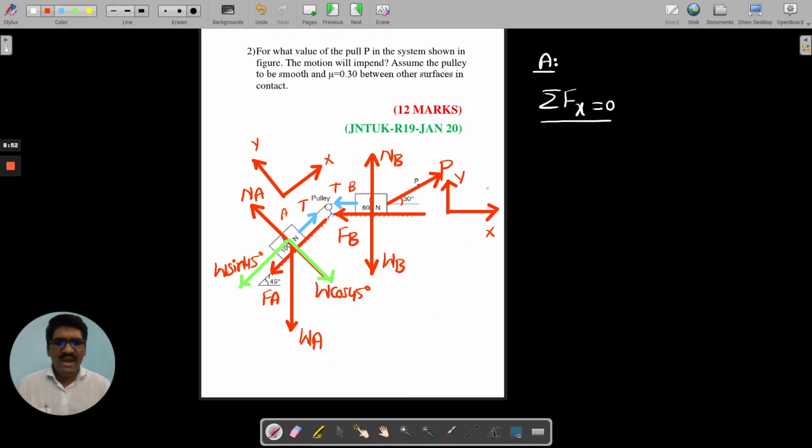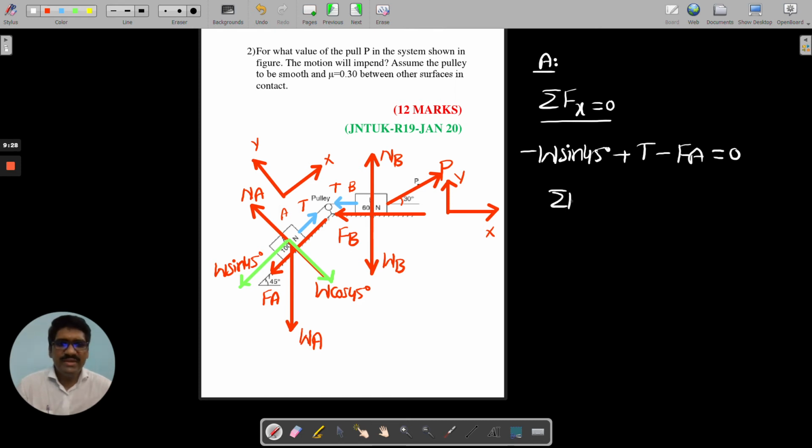Okay, now just see here, I am writing sigma fx. Okay, now these are x-axis, W sine is acting downward, T is acting upward, friction is acting downward. I am taking downward force as negative and upward force as positive. Okay, so here I am marking, that is minus. So minus W. Anyway, you can take the same answer. We can have minus W sine 45 plus tension T minus FA, okay, is equal to 0.